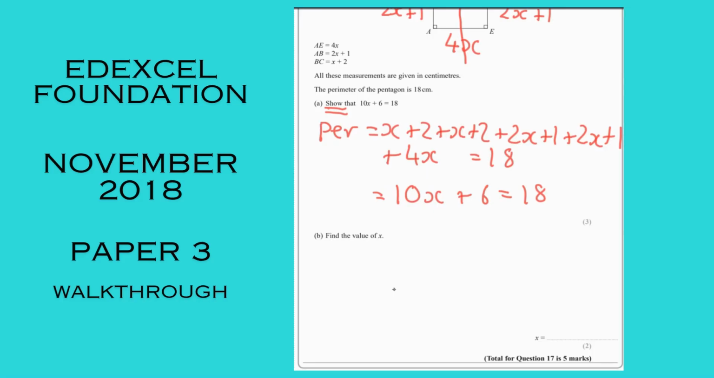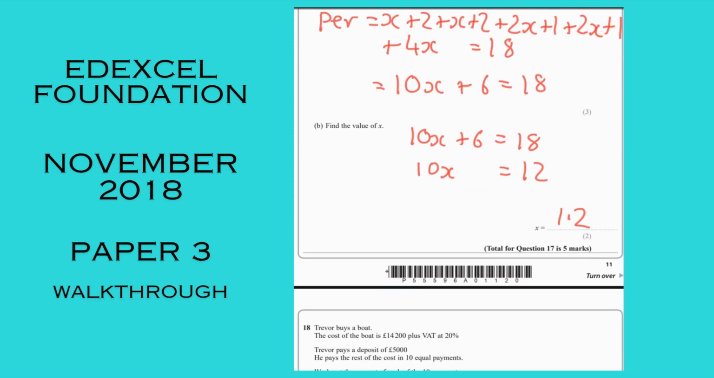And finally, find the value of x. Now, if you fell down on part A, don't forget, just because you can't do part A doesn't mean skip part B. They've given you the equation. You should still go about solving it, even if A didn't work out. Subtract 6 from both sides and divide by 10. Use your calculator if you need to, but you get the final answer of 1.2 centimetres. Oh, it doesn't give centimetres. Let's put it in there.